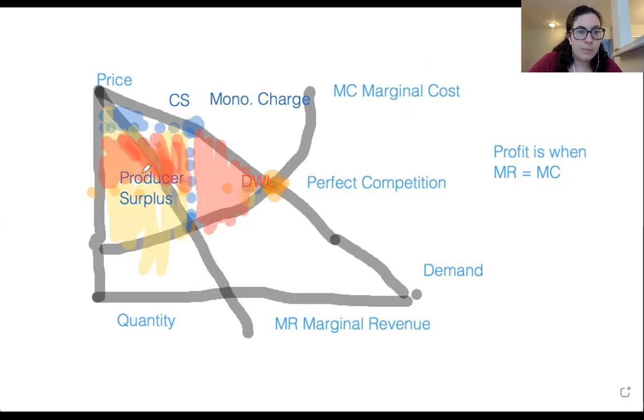This is what the monopoly steals from the people. It's called the monopolistic transfer. Okay, I know there's a lot going on in this graph, but all you really need to know is this.